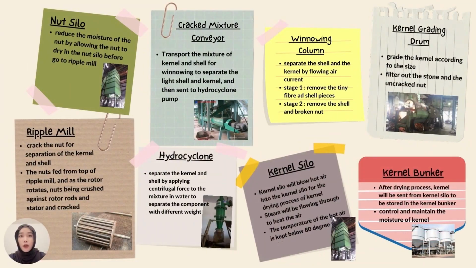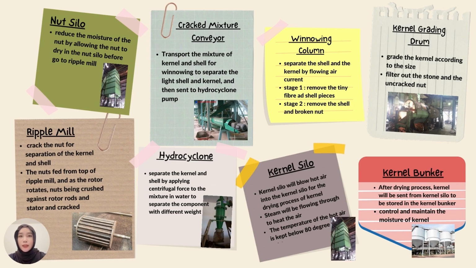Here are the purposes of each process or machine used. First, the nut silo, where the nuts will be dried by reducing the moisture of the nuts before going to the ripple mill. Next, in the cracking process, the ripple mill is used to crack the nut for separation of nuts and shell. Then it will enter the crack mixture conveyor, where it transports the mixture of kernel and shell for winnowing and then is sent to the hydrocyclone pump.